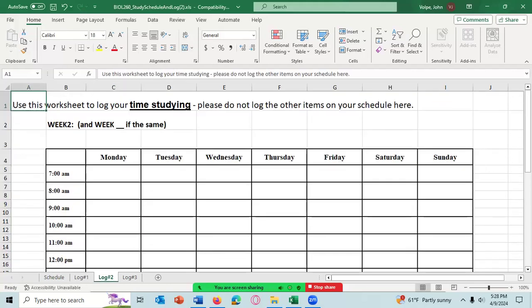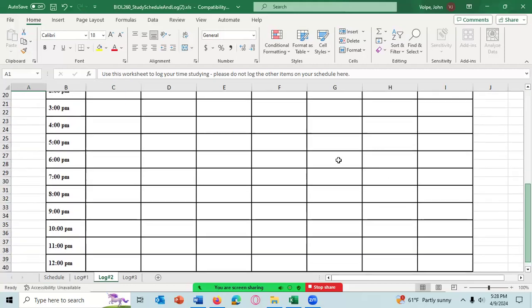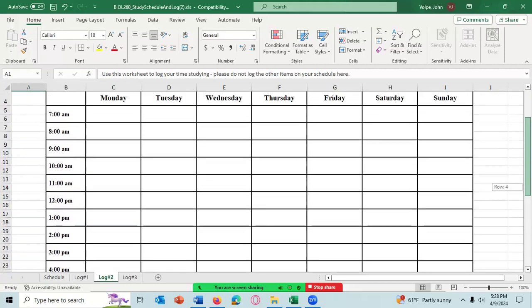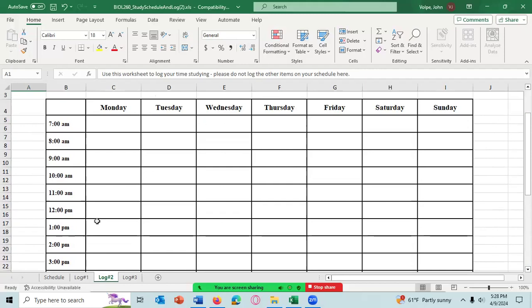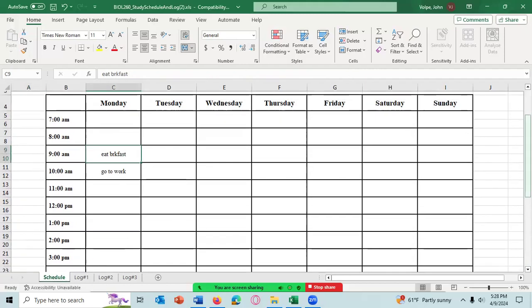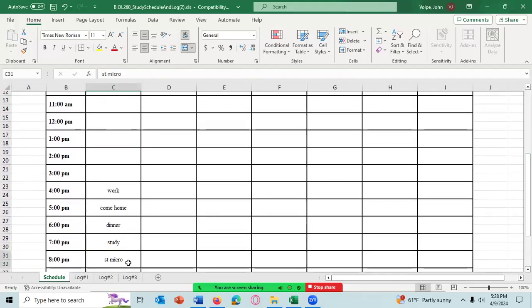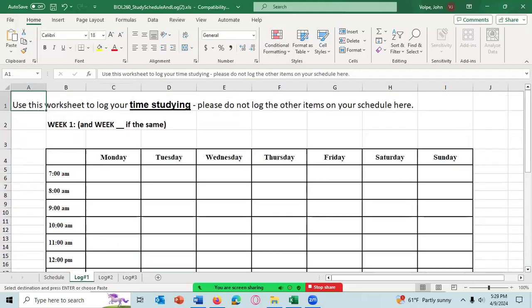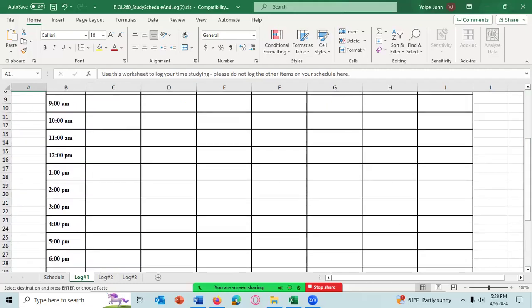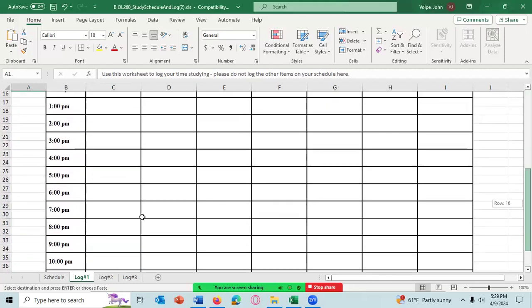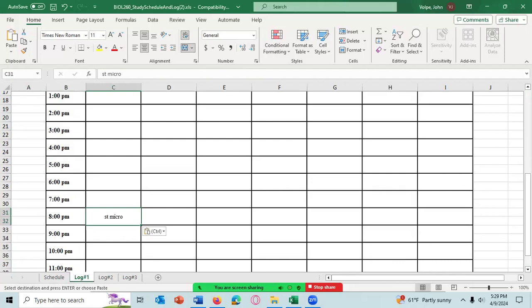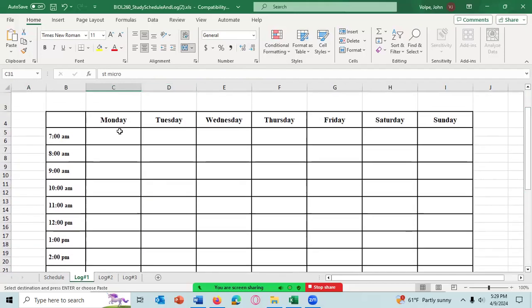You need to put when you're studying for microbiology. And what did I say for that? On schedule 1 here. So I'll make sure it fits. And for log 2, I think it's 8 p.m. For Monday, that's the only time you're studying for micro. That's all you need to do for log 2.